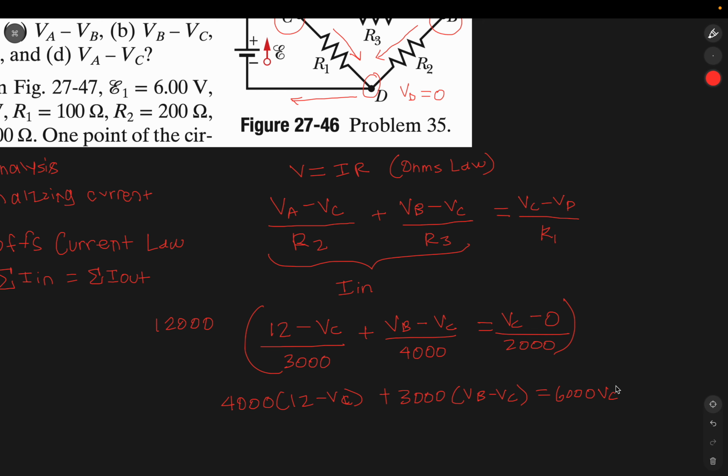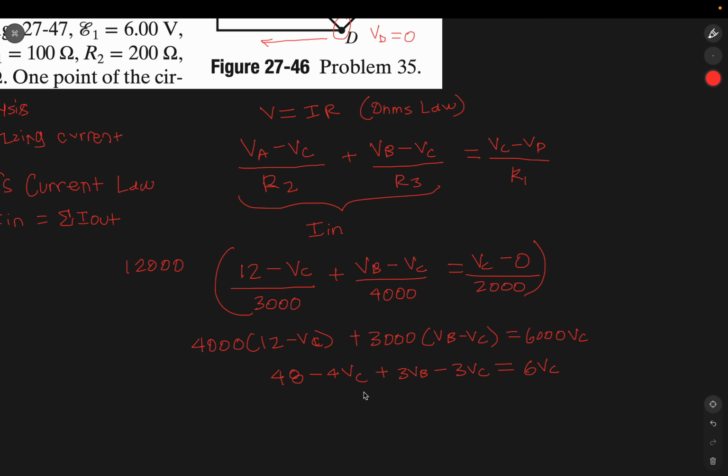And then from here, we can divide both sides of the equation by 1,000 so we don't have so many zeros. So we have 40 and then expand. So 48 minus 4 VC plus 3 VB minus 3 VC, and then that's going to be equal to 6 VC. And then we just have to simplify.